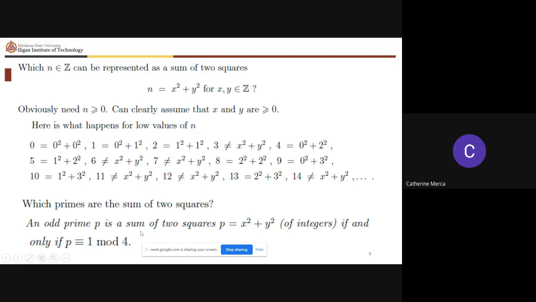So an odd prime P is a sum of two squares of integers if and only if we have P congruent to 1 modulo 4. So this one is a question about sums of two squares. If it is an odd prime, it can be expressed as a sum of two squares as long as P is congruent to 1 modulo 4. Remember, odd prime, and P.